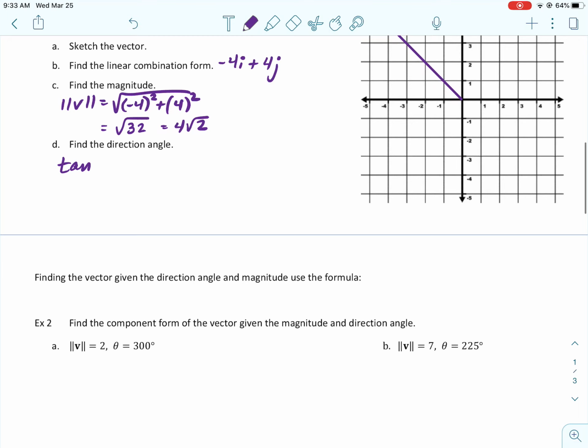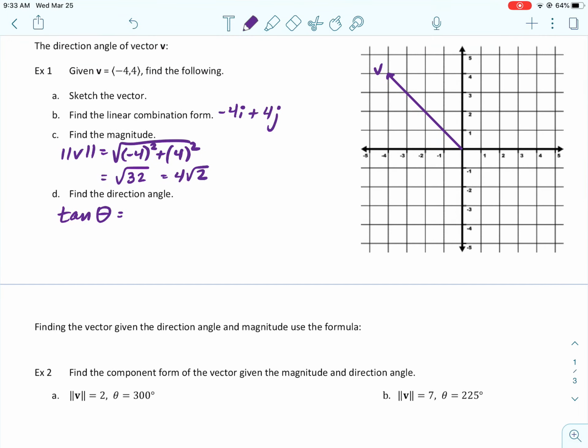And then if we wanted to find the direction angle, we're going to use that formula: the tangent of theta is equal to b over a. So in this case, b is 4, a is negative 4. So basically what we know is that the tangent of theta is negative 1. We also know by looking at our graph of the vector that theta is in quadrant 2.